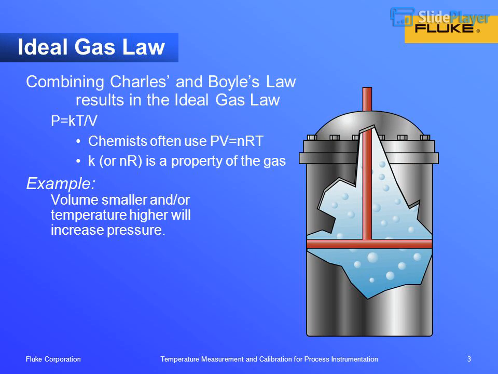Ideal gas law. Combining Charles' and Boyle's laws results in the ideal gas law. P equals kT/V. Chemists often use PV equals nRT. K, or nR, is a property of the gas. Example: smaller volume and or higher temperature will increase pressure. PV equals nRT.